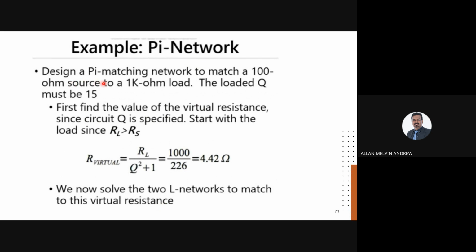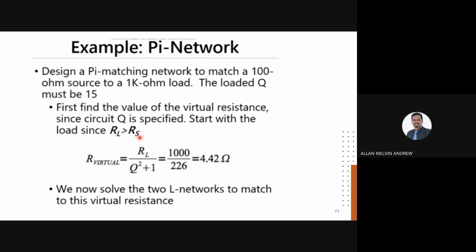Design a pi matching network to match a 100 ohm source to a 1 kilo ohm load. Okay, so we know the source resistance is 100 ohm, and the load resistance is 1k ohm. The loaded Q must be 15. So Q values they already gave. First find the value of the virtual resistance since circuit Q is specified. The value of Q is given.